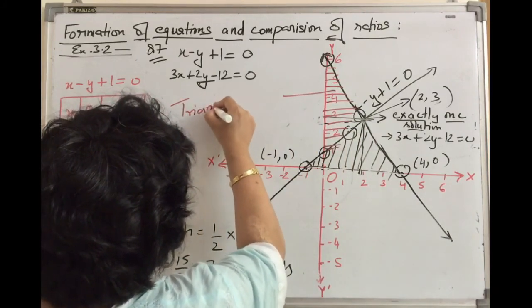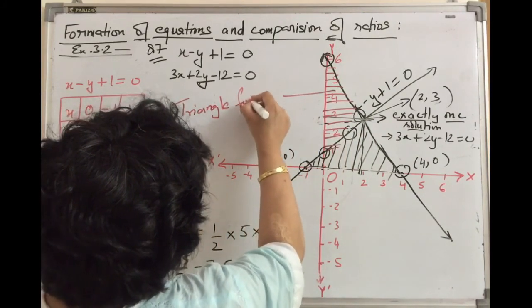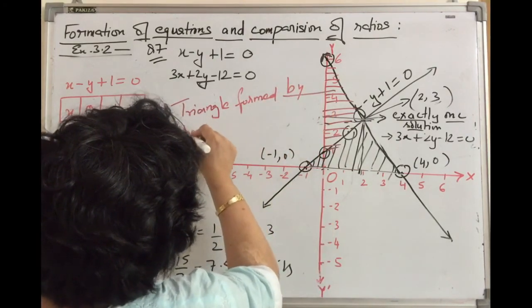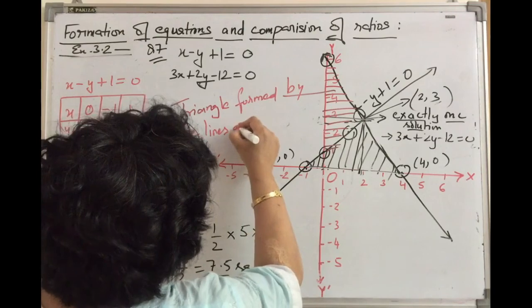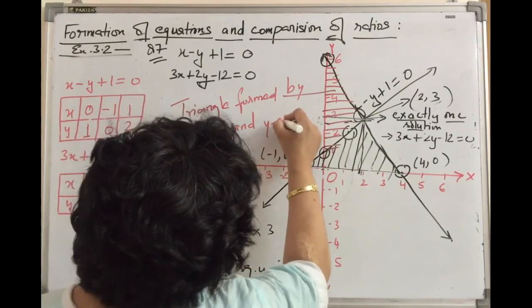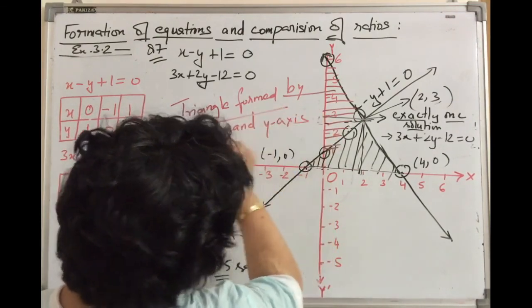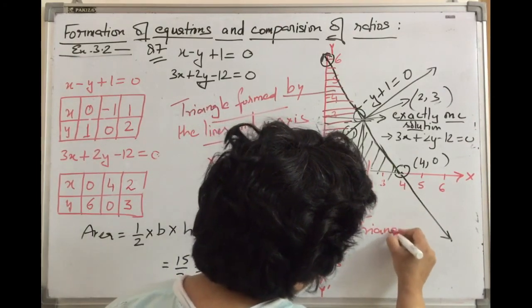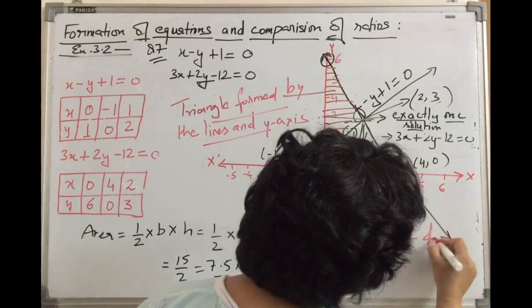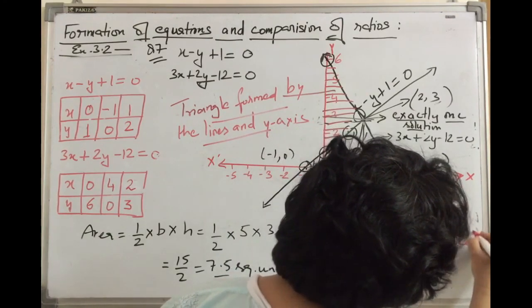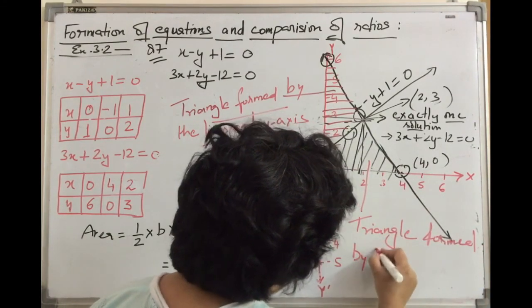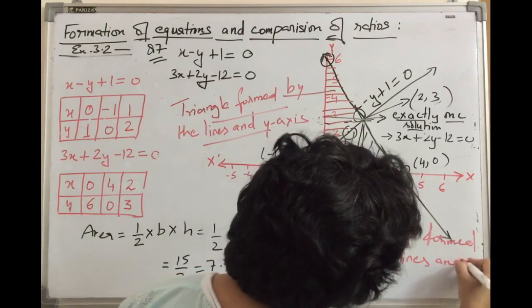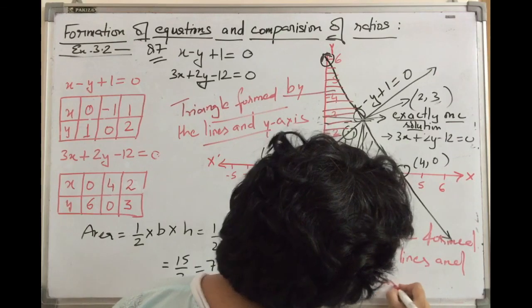Triangle formed by the lines and y-axis. This is your triangle formed by the lines and x-axis.